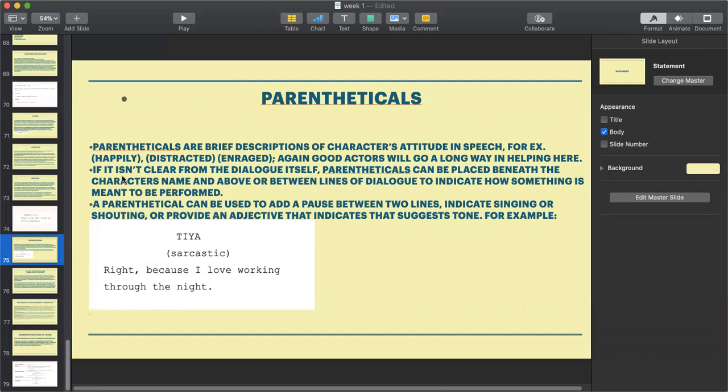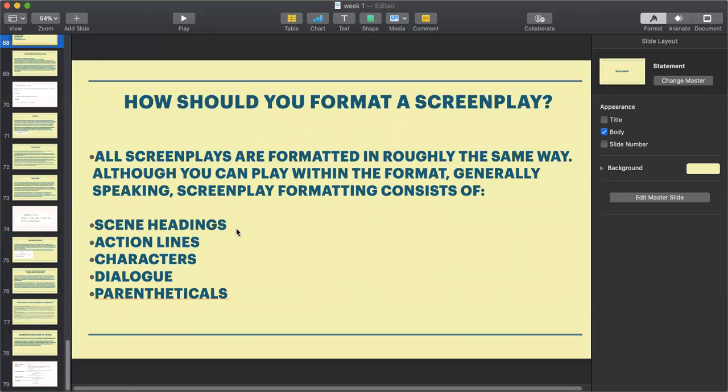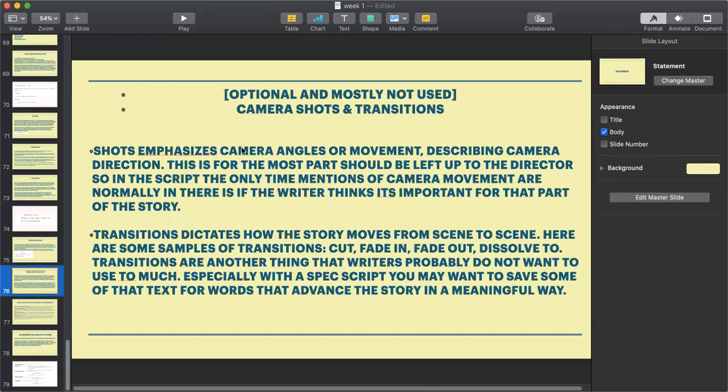Okay, so again, parentheticals are very important to show how the character is going to speak or how the character is going to perform. So these 5 things are a must for all the scripts: scene heading, action lines, characters, dialogue, parentheticals. These are a must for any kind of script or every script you are writing. There are a few things which are optional.